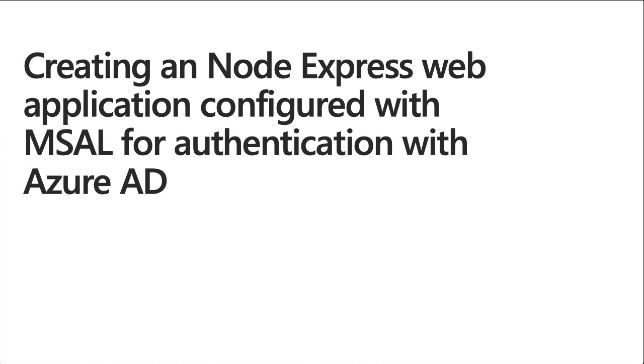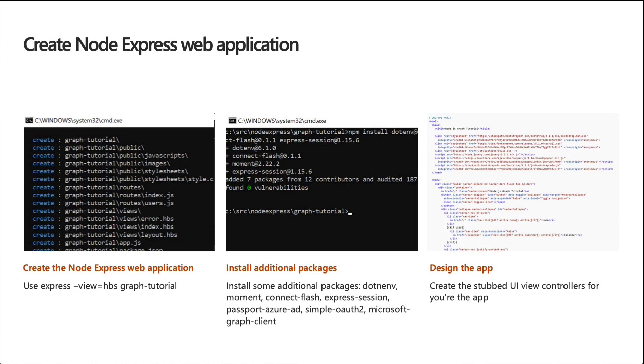Now let's talk about creating a Node.js web app application configured with Microsoft Authentication Library for authentication with the Azure Active Directory. So the way you're going to do this is you're going to create a Node.js application. And in this screencast, we're going to be using the generator for Express to do this. It's a tool that you install on your machine, and it stubs out a project for you. If you're familiar with Visual Studio, this is like the experience of File New Project. When you do that, we can also specify the view rendering that we're going to use, and in our case, we're going to be using Handlebars templates.